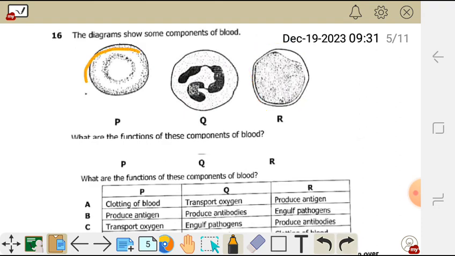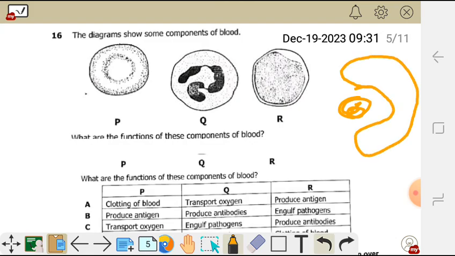So we know the red blood cell is involved in the transportation of oxygen. This one is involved in defense of the body by engulfing bacteria and foreign particles. Let's say we have a particle here, so it is going to come and engulf that particle using its lobulated nucleus. So that is what it does, it engulfs. Then the platelets are involved in clot formation.